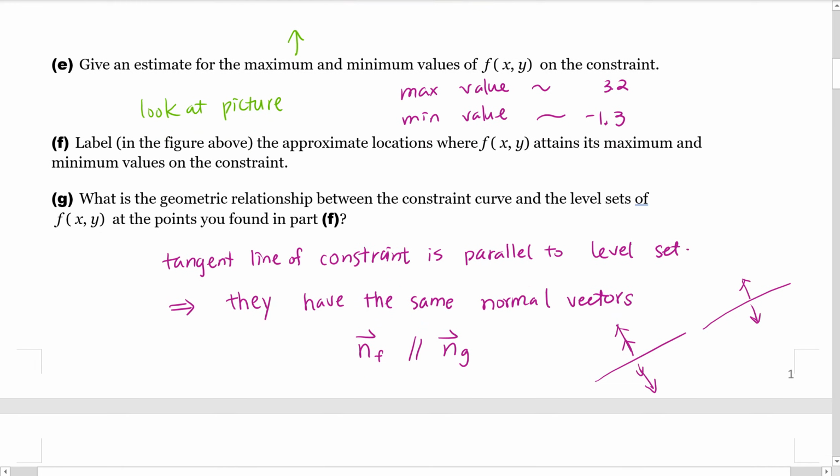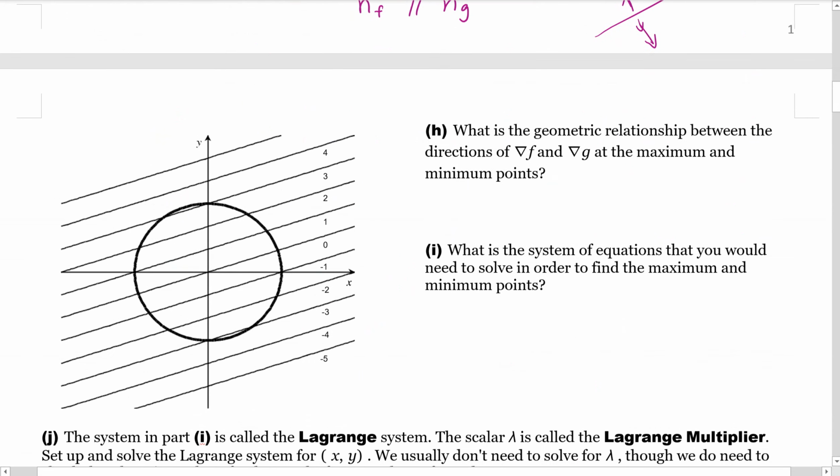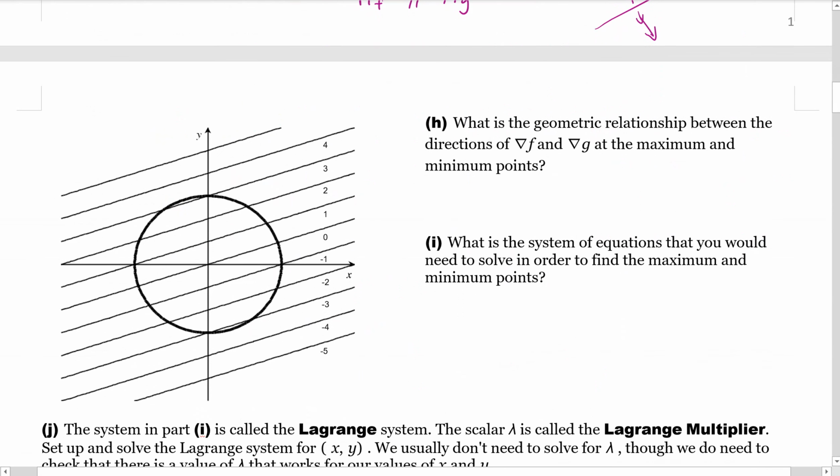Okay, let's continue. So what is the geometric relation between the direction of gradient of f and gradient of g at the maximum and minimum points? Do you remember the gradient of f is perpendicular to the level set of the function? So that's why here we have gradient of f, and here we have the gradient of g. So what's the relation between them? Gradient of f is parallel to the gradient of g.